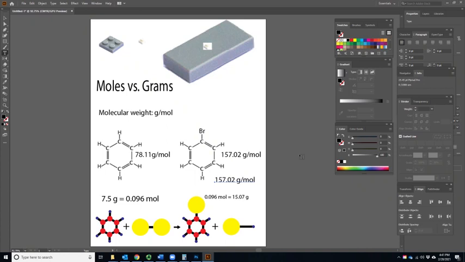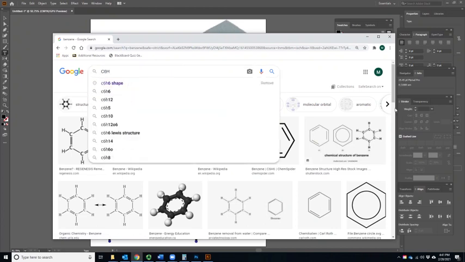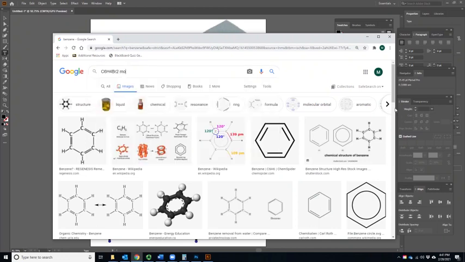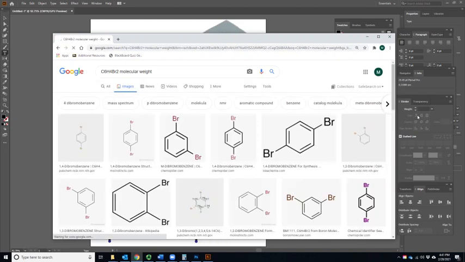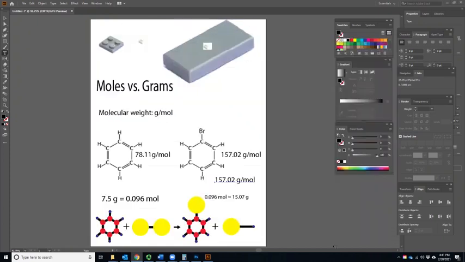I guess I don't. Well, let's look it up. Okay, so it's C6H4Br2 molecular weight. Okay, so it's 235.9 grams per mole. So that side product makes that much.